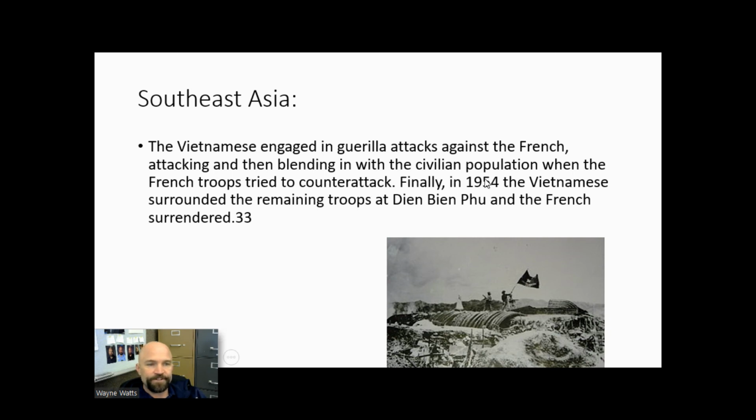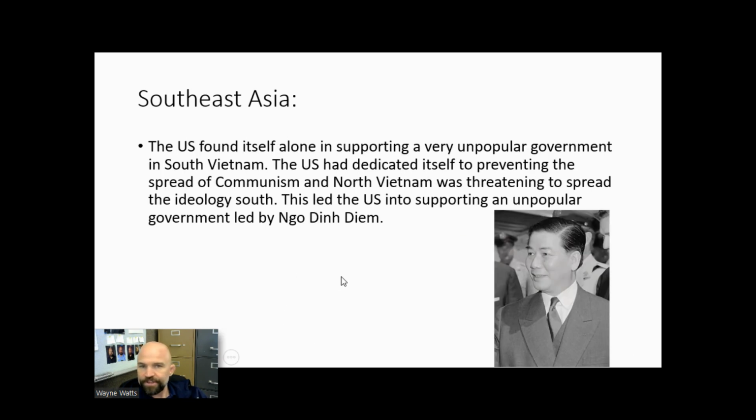Finally, in 1954, the Vietnamese defeated the remaining troops at Dien Bien Phu, and the French surrendered. The U.S. found itself alone in supporting a very unpopular government in South Vietnam. The U.S. had dedicated itself to preventing the spread of communism, and North Vietnam was threatening to spread the ideology south. This led the U.S. into supporting what was a very unpopular government led by Ngo Dinh Diem.